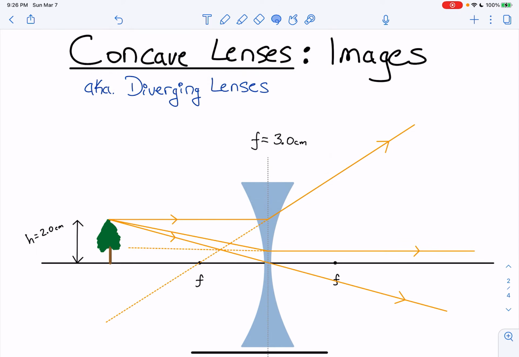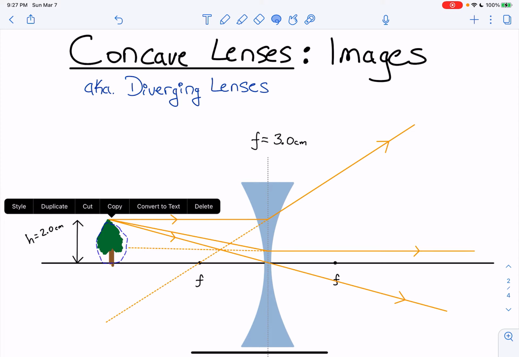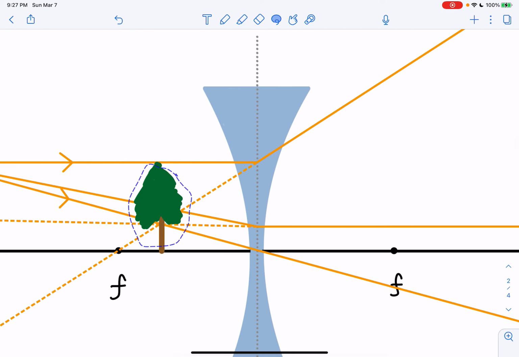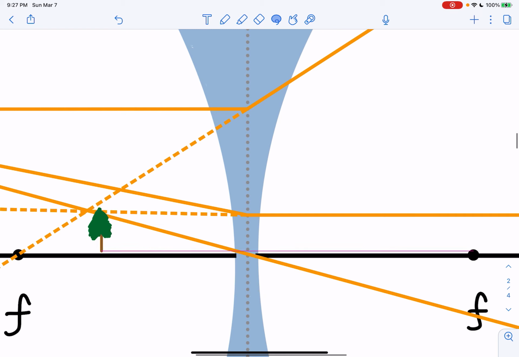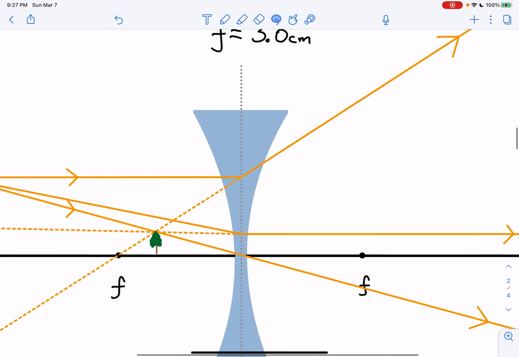So let's take our original object and see where its image is going to be. It's going to be right there. It's going to be much closer to the lens, upright, and it's going to be much smaller. Quite a bit smaller. Okay, so that's pretty good.